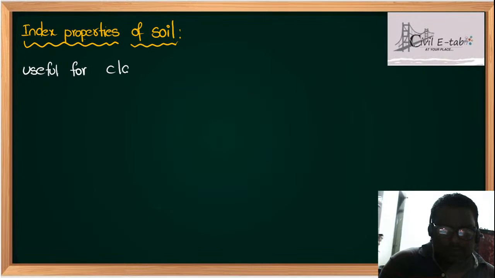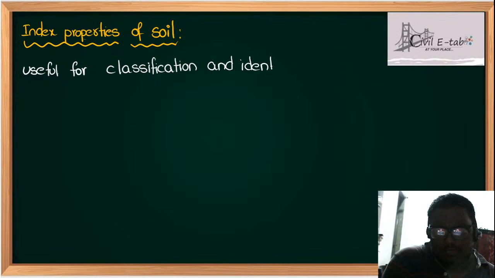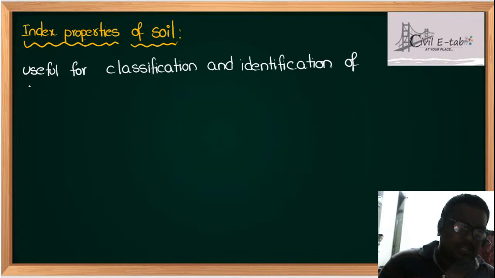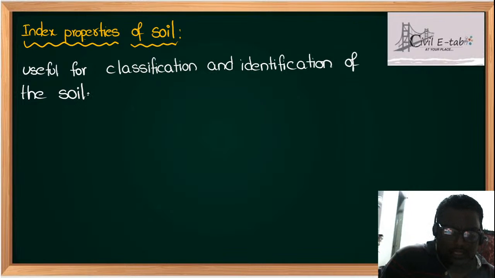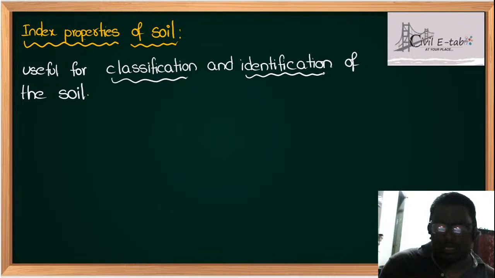Index properties are useful for what? It is useful for classification and identification of the soil. If you have any doubts, you can please comment. Am I clear, students? When I say it is useful for classification and identification of the soil, I will actually be telling that in the soil classification topic.